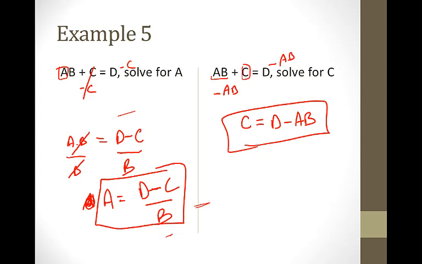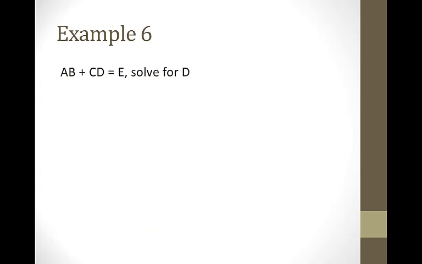Example 6. Solve for d. I've got a d here. Now I've got a couple different terms to move over, or pieces to move over. Let's move over this ab first. I could move over the c first, but I divide by c and end up with fractions really early on. I don't want to do that if I don't have to. So I'm going to subtract ab from both sides.